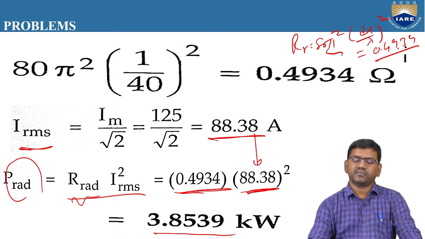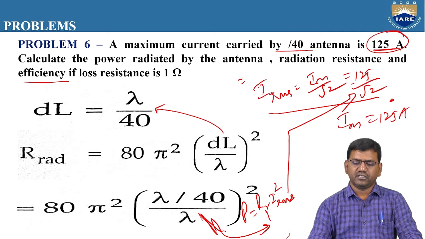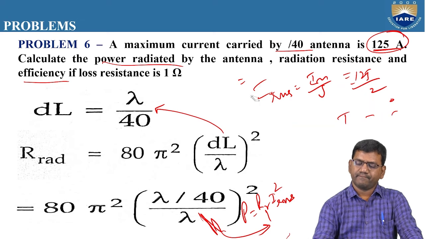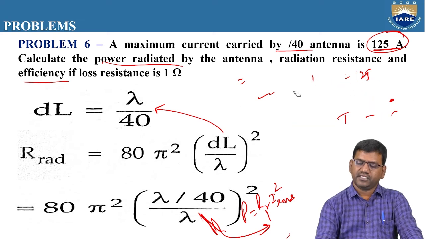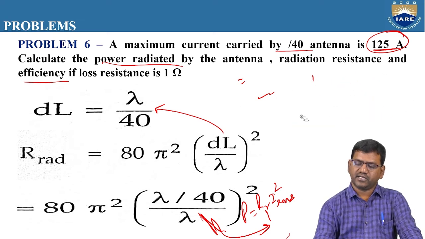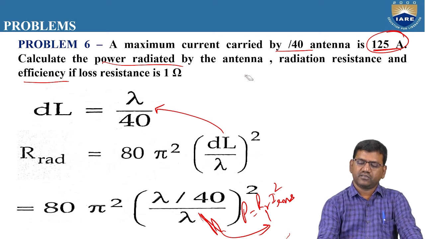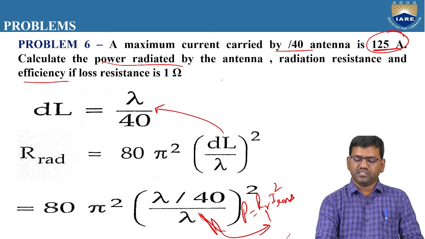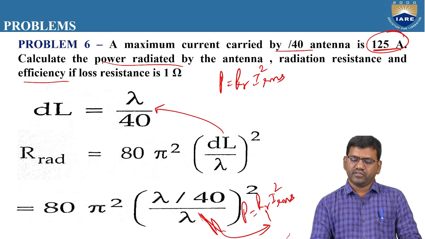So in this problem, you can observe that you have determined the amount of power radiated. We are using three different equations to determine all these things, so one is interlinked with the other parameter. So P is equal to RR into I square RMS. So we need to find out RR. What is RR? We don't know.